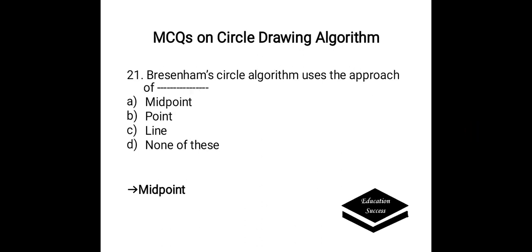Bresenham's circle algorithm uses the approach of: options are A. midpoint, B. point, C. line, D. none of these. Correct answer is midpoint. Bresenham's circle algorithm uses the approach of midpoint.